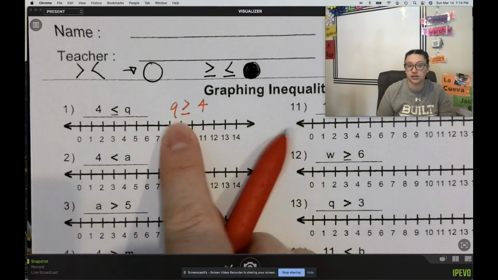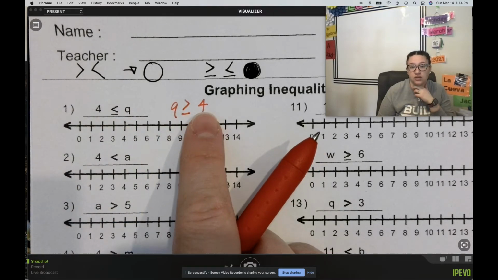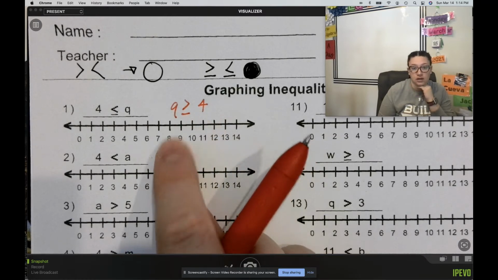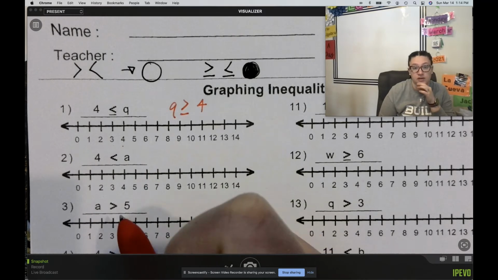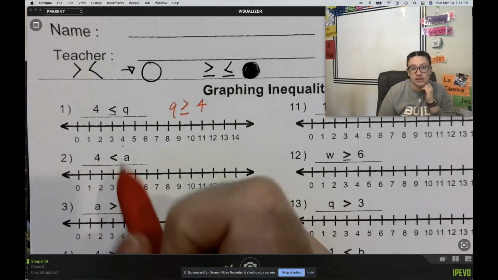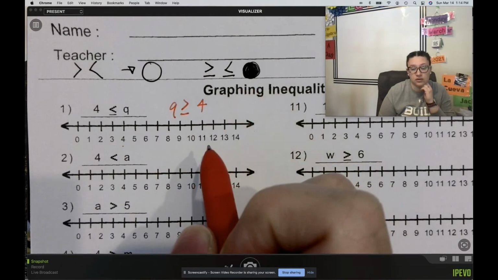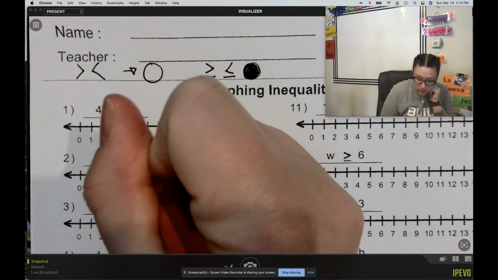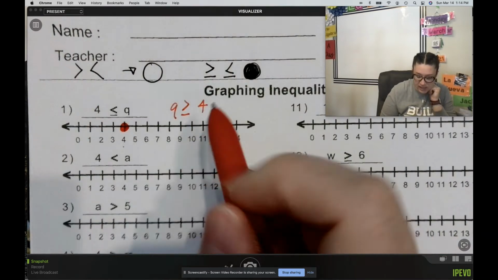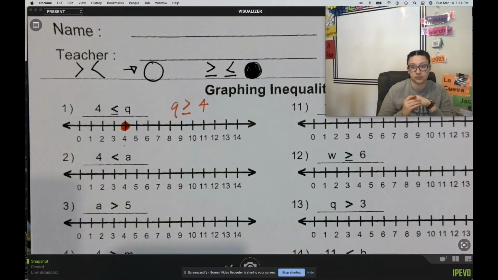So now I can reread this. I can see this as Q is greater than or equal to 4. So there's my 4. Is this going to be an open circle or a closed circle? It should be closed because it could equal 4 exactly. If it's got that little line underneath, it's going to be filled in.